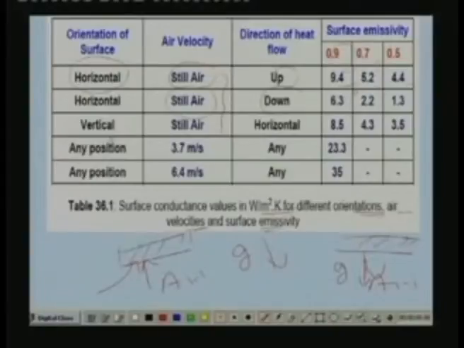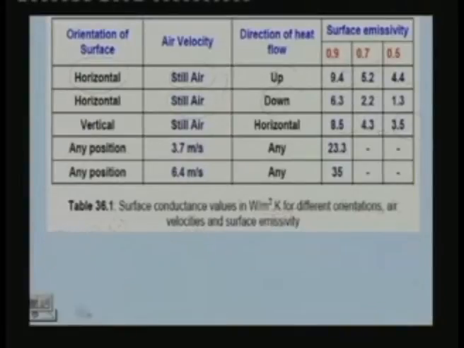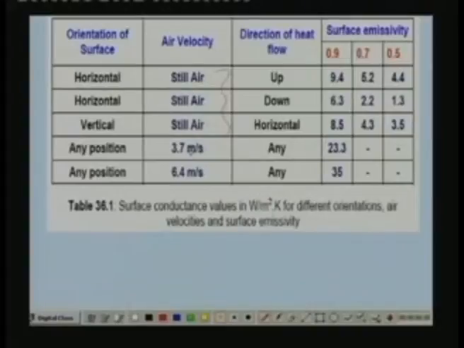Next comes vertical wall and still air. That means you have a vertical wall like this, and you have air, and heat transfer is taking place between the wall and the air. Again, if the emissivity is 0.9, this is the heat transfer coefficient. If the emissivity is 0.7, this is the heat transfer coefficient, and for 0.5 emissivity, this is the heat transfer coefficient. So as I said, these three conditions are applicable for the conditioned space, that means inside the building.